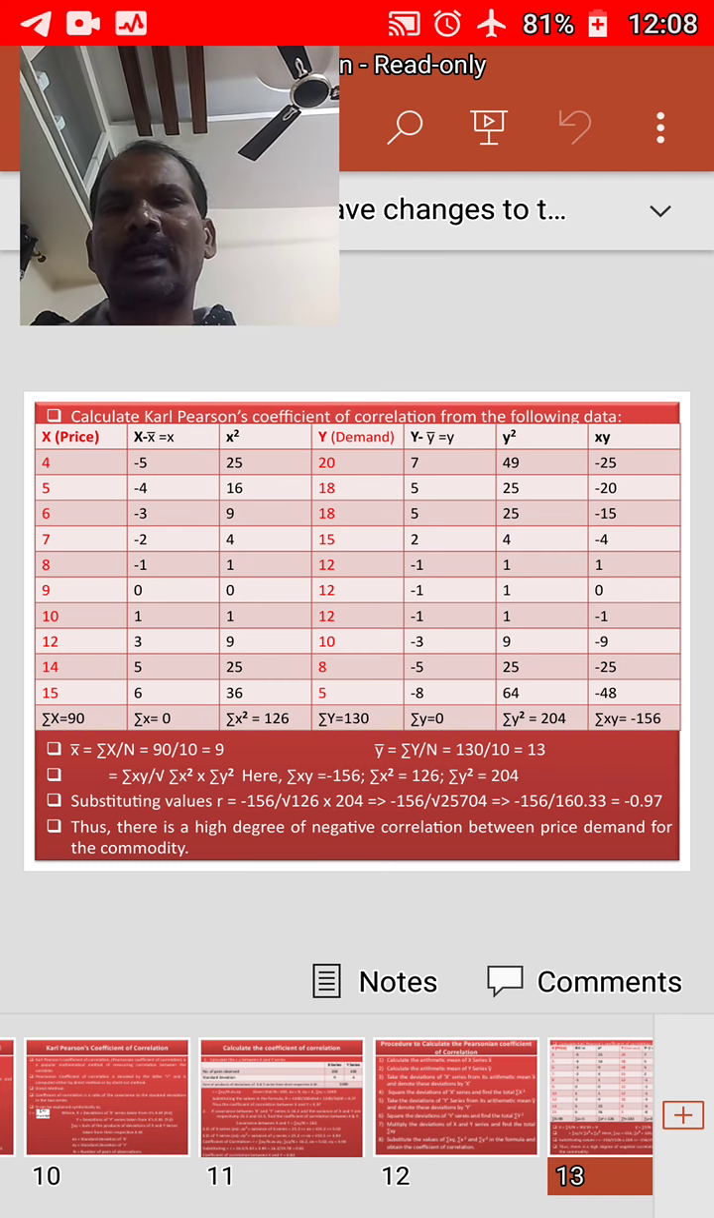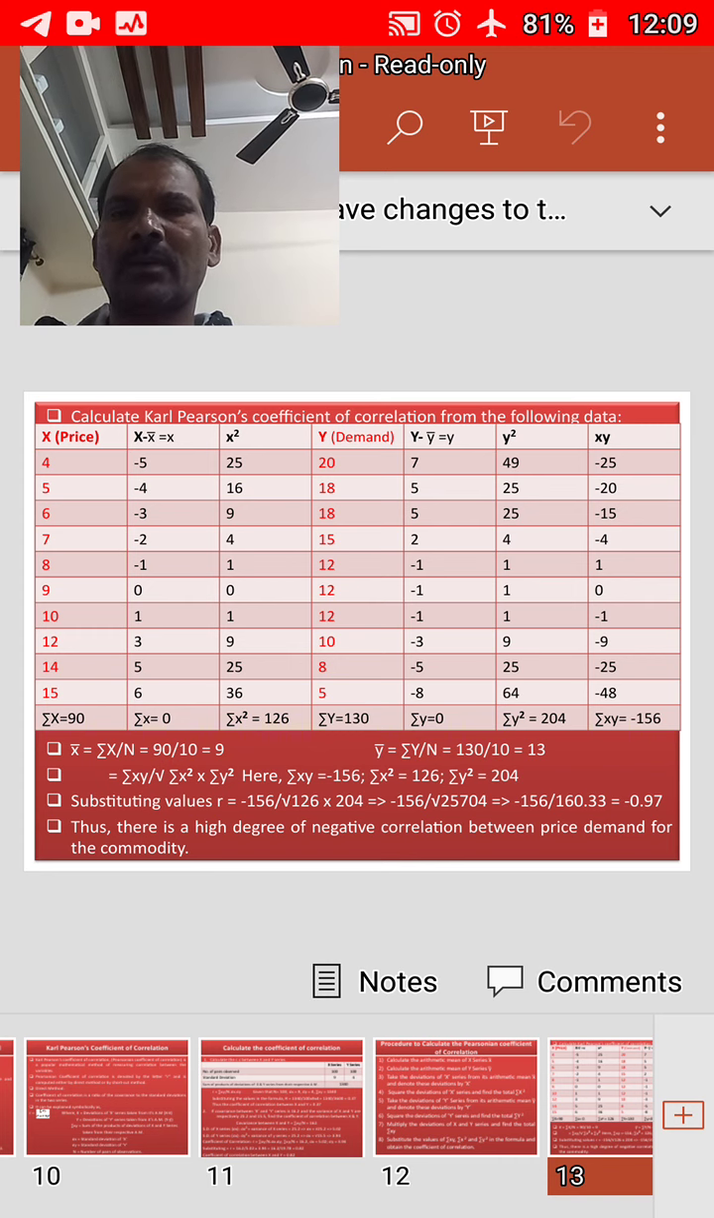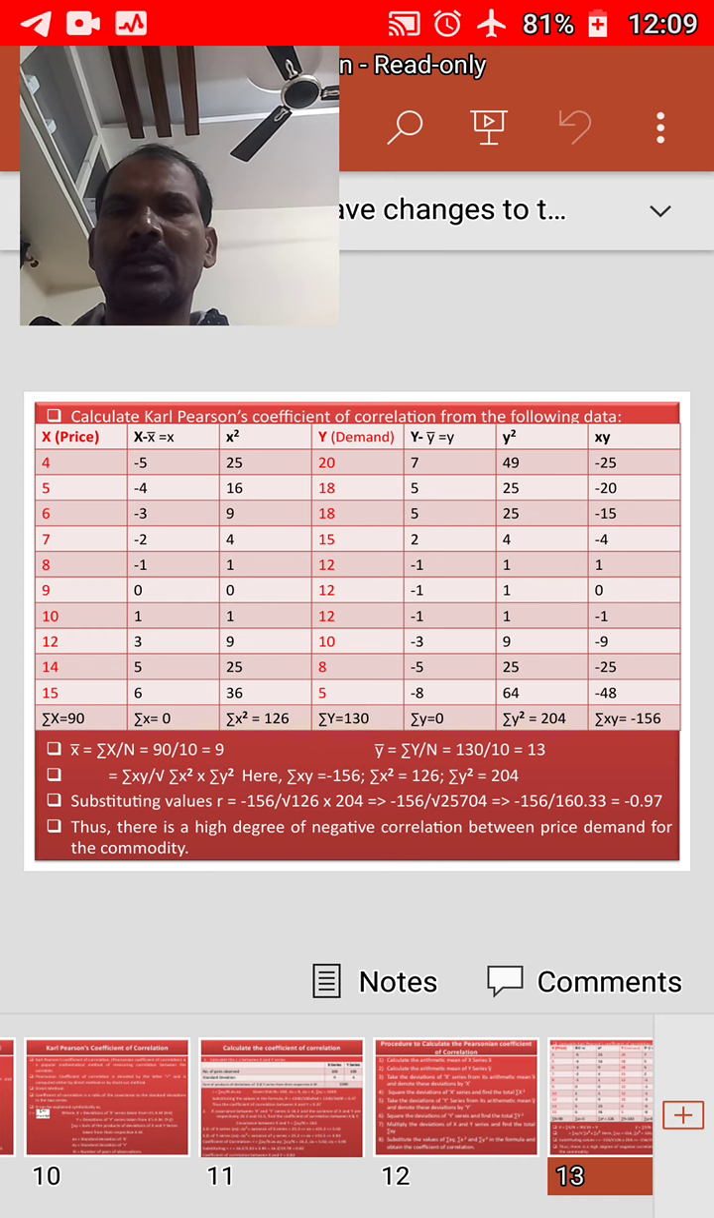And now we need to find x square. That means you square the deviations we got from the arithmetic mean, which removes the algebraic signs. Minus 5 whole square is plus 25, minus 4 whole square is 16, minus 3 whole square is 9, minus 2 whole square is 4, minus 1 whole square is 1, 0 whole square is 0, 1 whole square is 1, 3 whole square is 9, 5 whole square is 25, 6 whole square is 36. We summate the squared deviations, that is sigma x square is equal to 126.